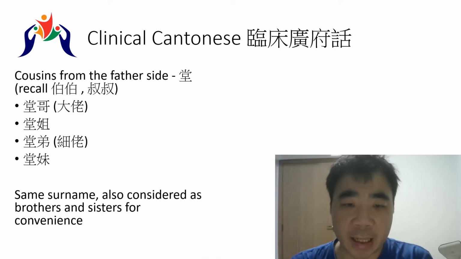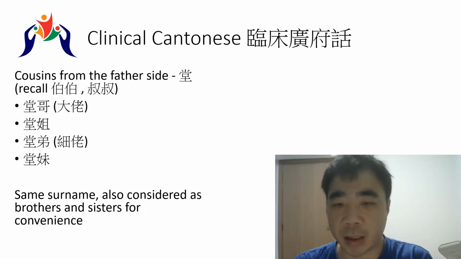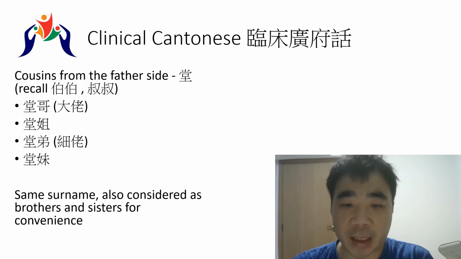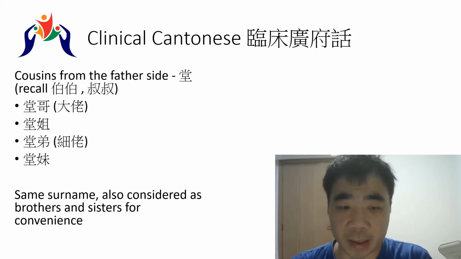Then now it's getting a bit complicated. Then we say about cousin. In English, all about cousin, but in Cantonese, we need to specify for the father side cousin and the mother side cousin. For the father side cousin, we address as 堂. Cousin, for example, I just call it as brother, sister, and younger brother, younger sister. 堂哥, 堂姐, 堂弟, 堂妹.